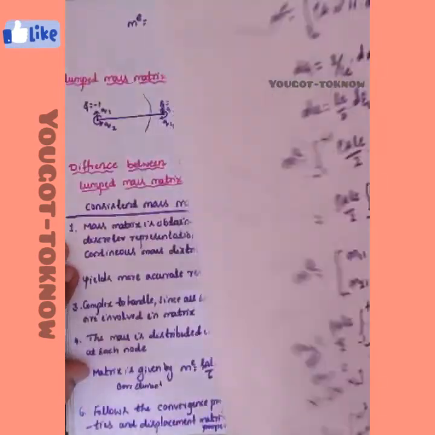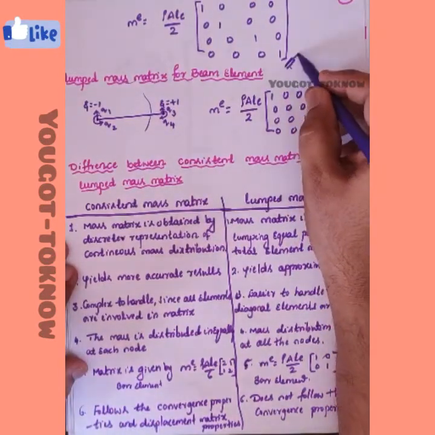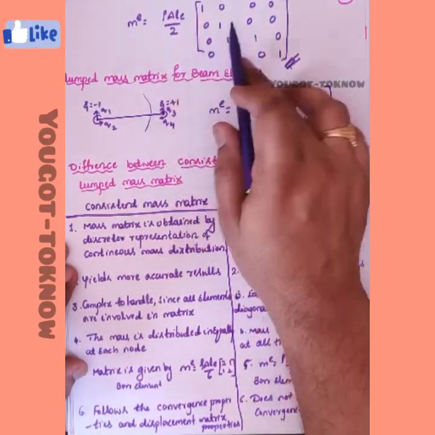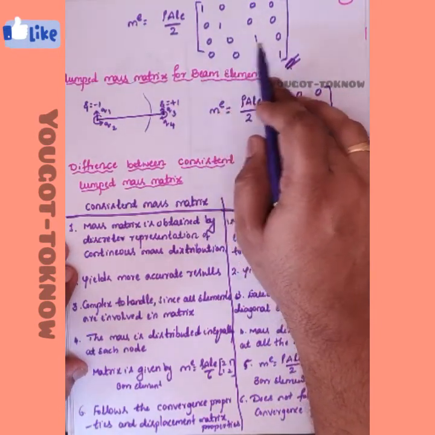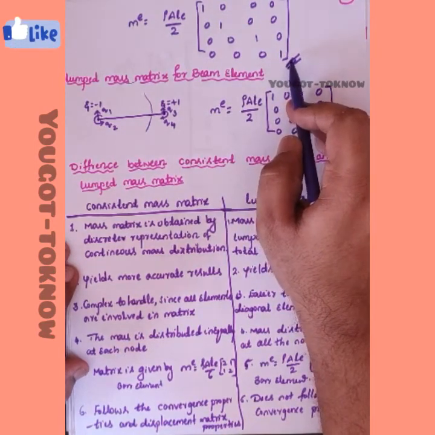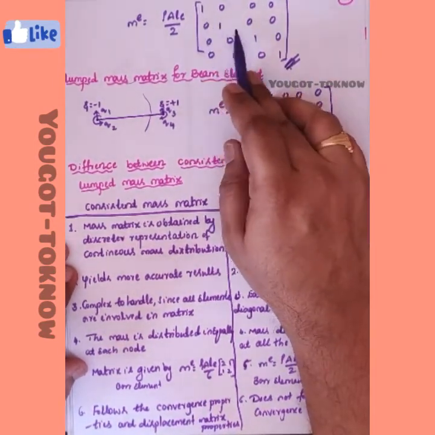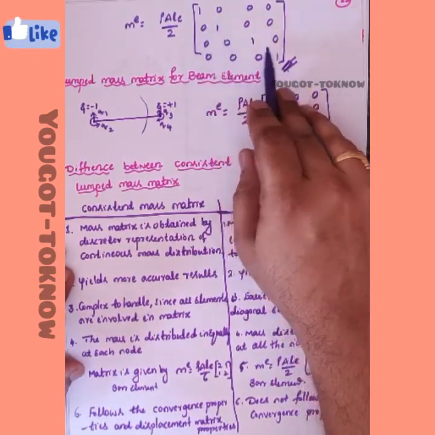Because of this, we can write the lumped mass matrix for truss element as rho A LE by 2 times the matrix with rows 1, 0, 0, 0; 0, 1, 0, 0; 0, 0, 1, 0; 0, 0, 0, 1. Two nodes, but you may ask me why four? Because two linear displacements are there, one is X, one is Y. Because of that, we are going to get this.